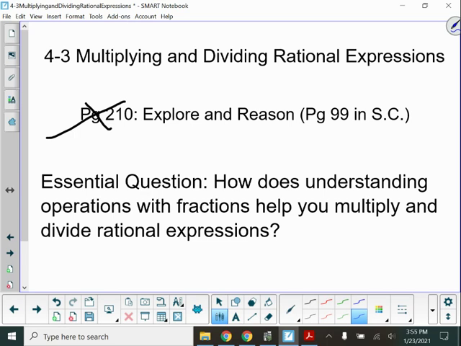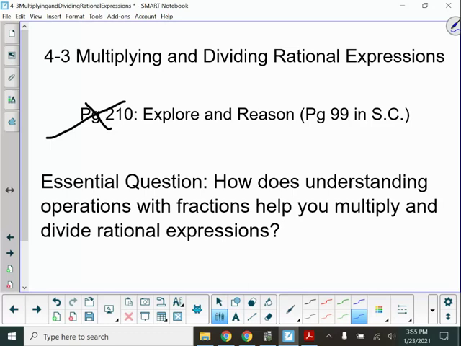This is your video for 4-3, multiplying and dividing rational expressions. One of the key things that we're going to be doing in this section is finding factors of fractional expressions and crossing out those common factors to reduce our fraction to lowest terms.